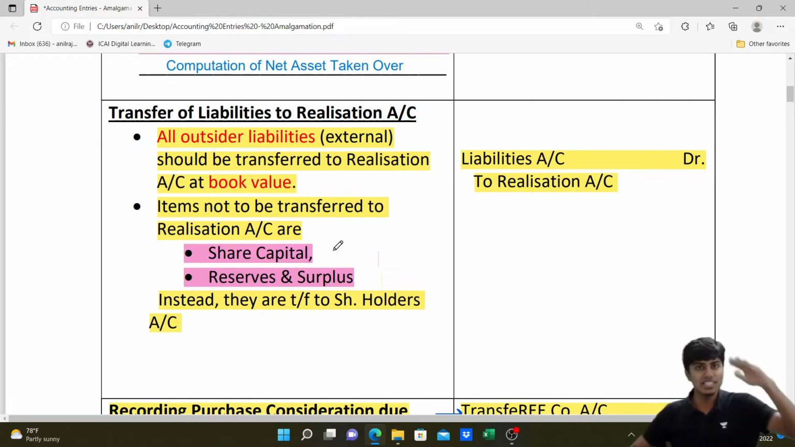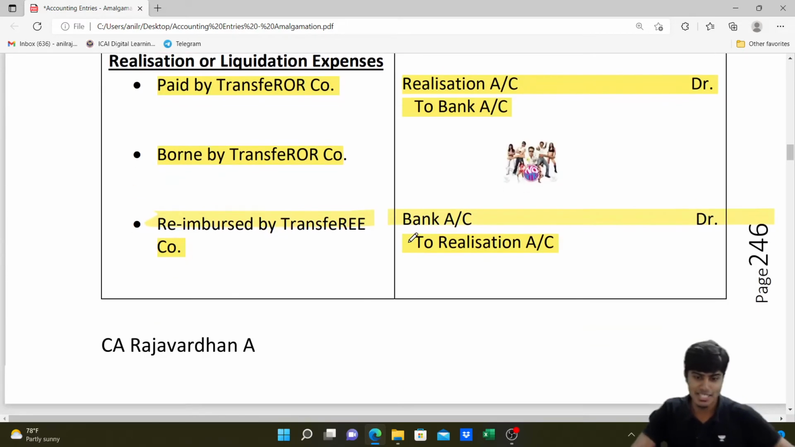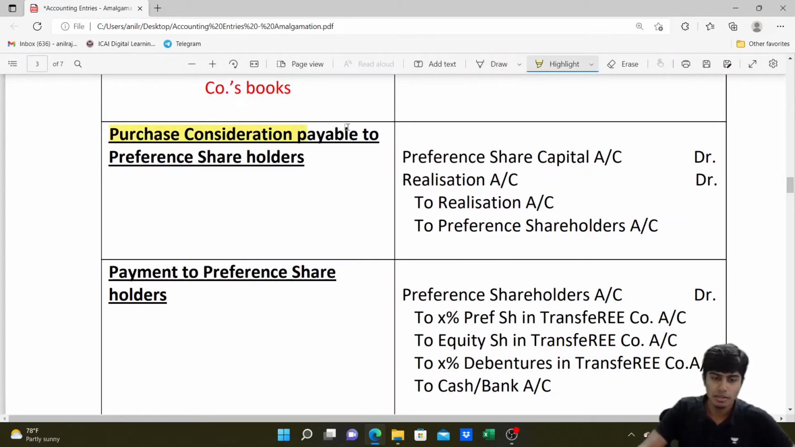Preference share capital is decreasing, so we will debit preference share capital account. Preference shareholder is a liability increasing, so we will credit preference shareholder account. So my entry will be preference share capital to preference shareholder. But this entry will not be at book value. I'll show it to you next. Purchase consideration payable to preference shareholders. So what will I write? My preference share capital account I'll debit, preference shareholder account I'll credit. The preference share capital account I've debited will be at nominal value.